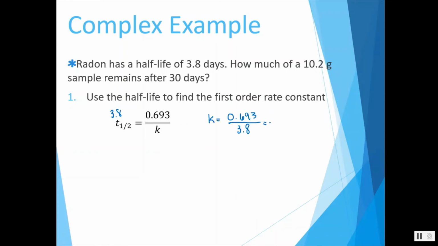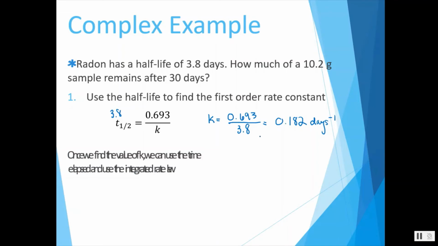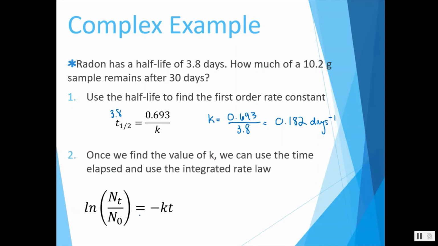We can plug that in, rearrange, take 0.693 divided by that 3.8 to solve for k. When we do that, we see that the rate constant is 0.182 inverse days. So now that we have our rate constant, we can use our first order integrated rate law. We have k, we can plug that in. We know that N naught is our 10.2 grams. Again, here we have k. And we know that t is equal to 30 days.